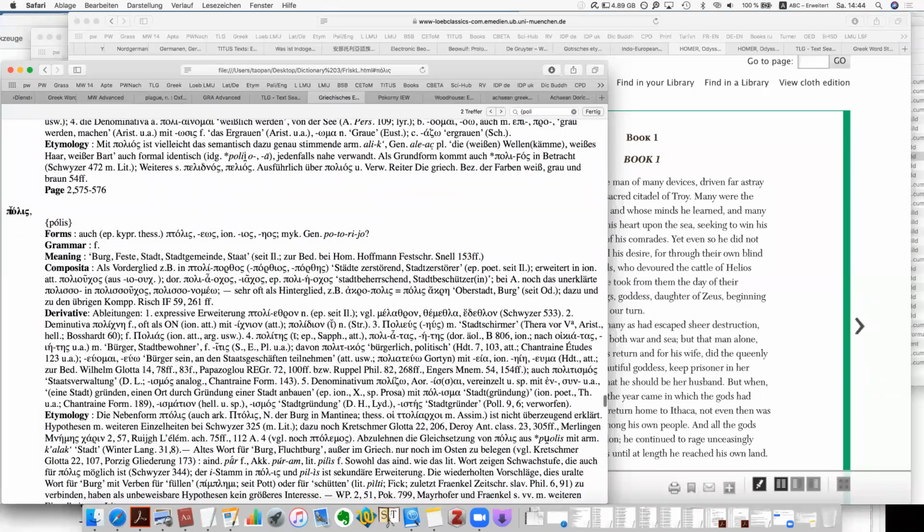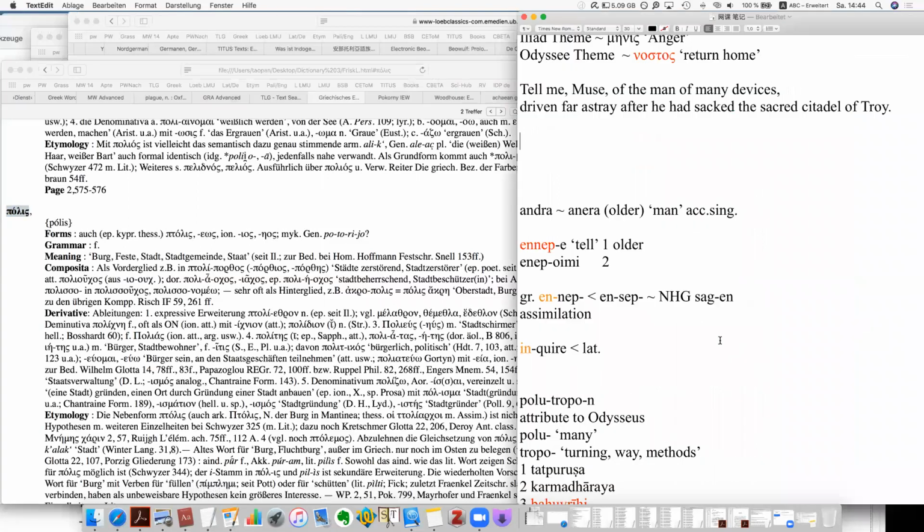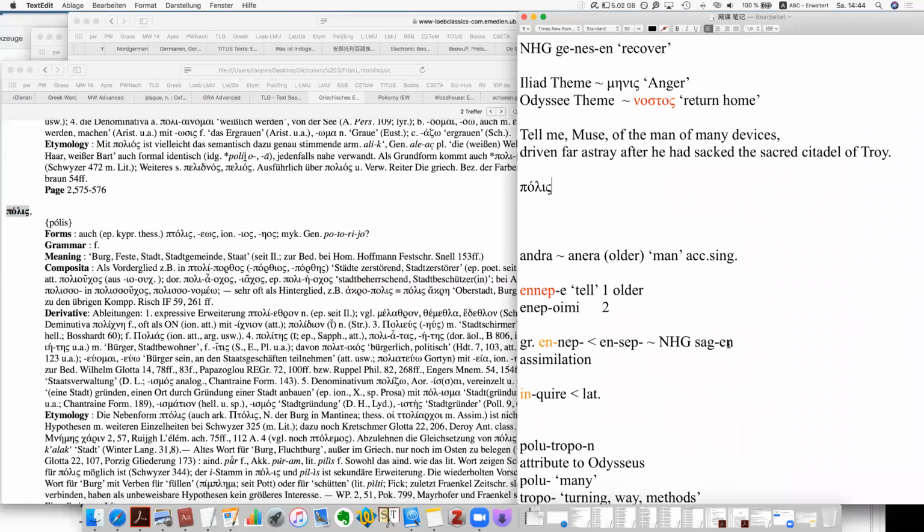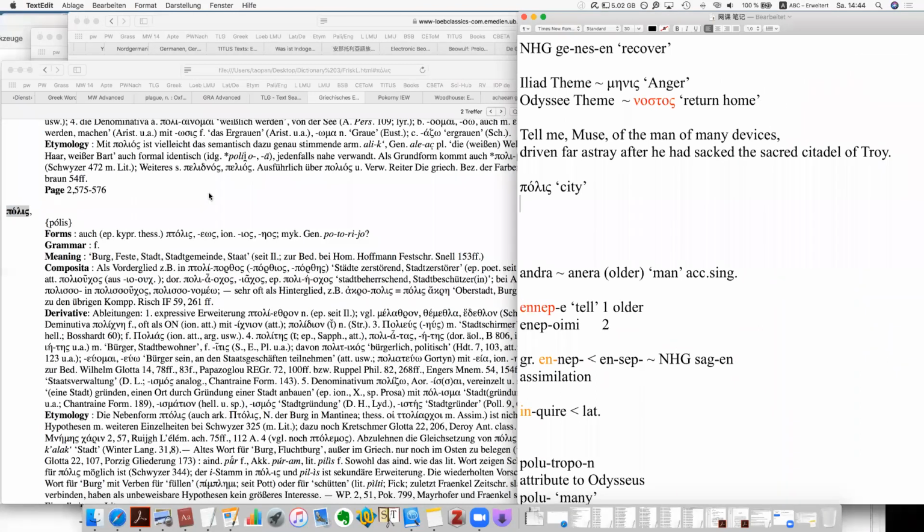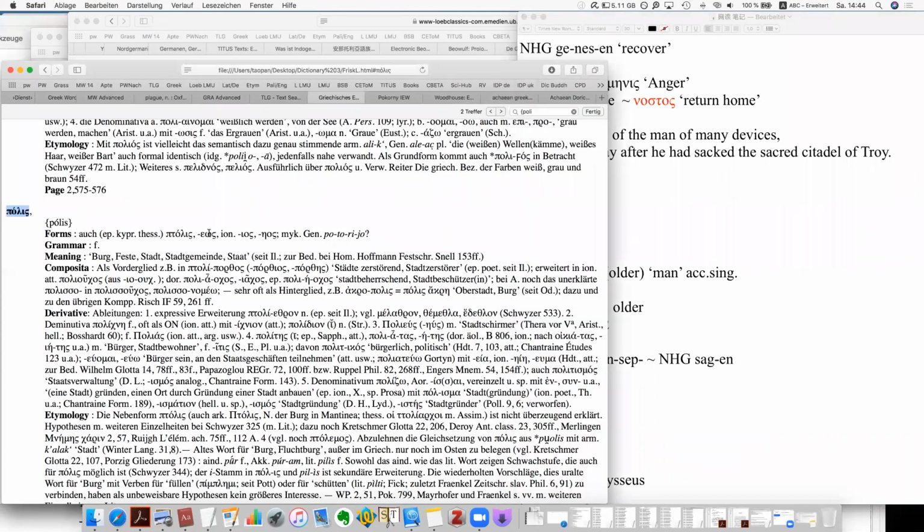Okay, so this is the polis word. We probably all know that. So this is the word polis. It means city, right? But this polis has a very interesting form.